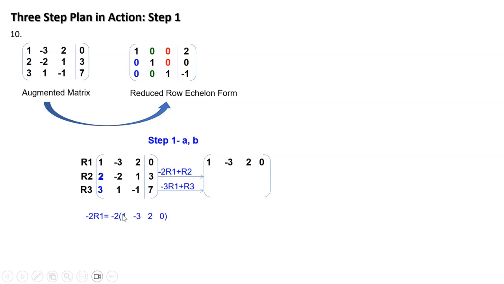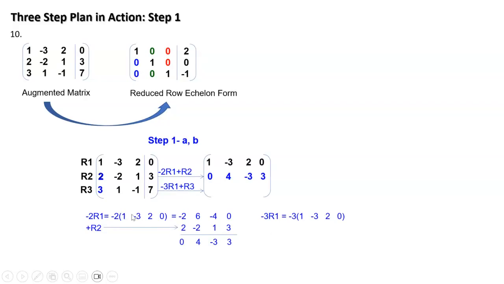-2 row 1 equals -2 times everything in row 1, which is 1, -3, 2, and 0. After I execute that, it gives us -2, 6, -4, and 0. Then I'm going to add it to row 2. Row 2 is 2, -2, 1, and 3. After we add them, where the 2 was, it became a 0 now. So this is my new row 2. Why? Because -2 plus 2 gives us a 0, 6 minus 2 gives us a 4, -4 plus 1 gives us a -3, and 0 plus 3 gives us a 3.